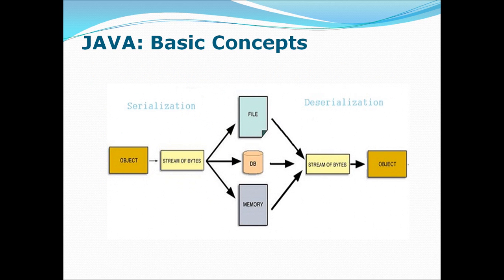Okay, can you see this diagram and understand what serialization is? Left side is serialization, right side is deserialization. So what is serialization? Serialization is conversion of an object into a stream of bytes and storing it somewhere in your database. And what is deserialization? Deserialization is conversion of that stream of bytes back to an object.